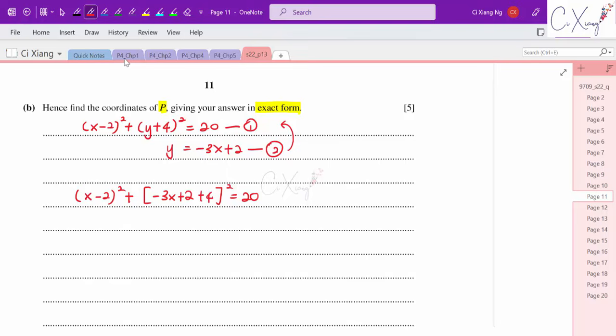So from here, I would like to expand it. I'm having x squared minus 4x plus 4, and 9x squared minus 36x plus 36, and that equals 20. To expand this one, please make sure that you add 2 and 4 together first, so you're having negative 3x plus 6. Then after that, only you expand it. Further simplifying this whole equation, I will have 10x squared minus 40x plus 20 equals 0. Then we can simplify one more time.